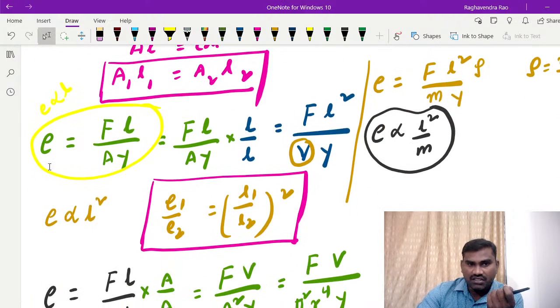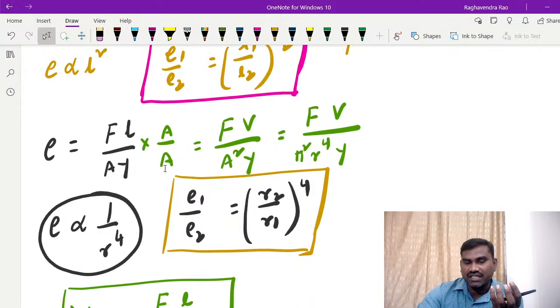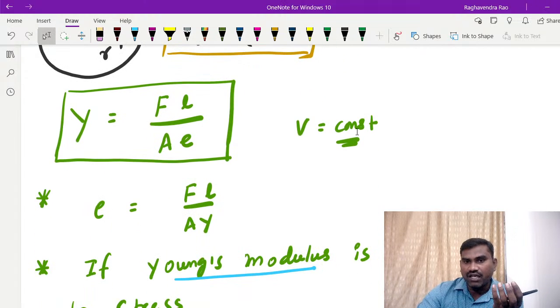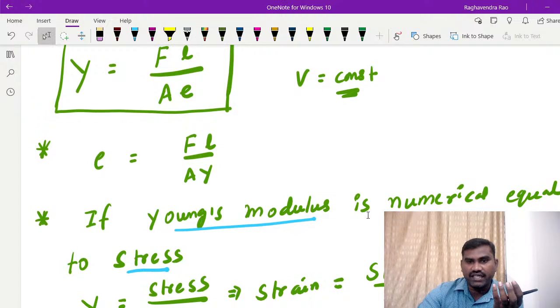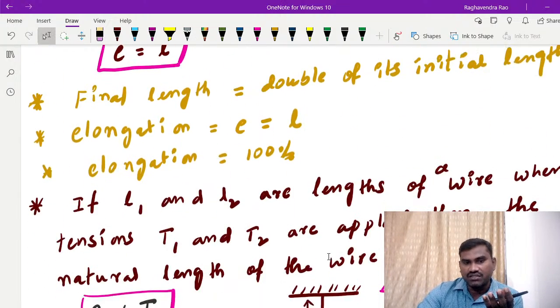So based on that, the elongation expression we express in terms of volume. Now F L square by V, as in the case of stretching, volume will remain constant. Then for the same material, elongation is proportional to L square. Then we can write E1 by E2 is equal to L1 by L2 whole square. In the same way, multiplying with the area of cross section, we can get E is proportional to 1 by R to the power of 4. And in the case of volume remaining constant, we can take Young's modulus is numerically equal to such. These things we discussed today.